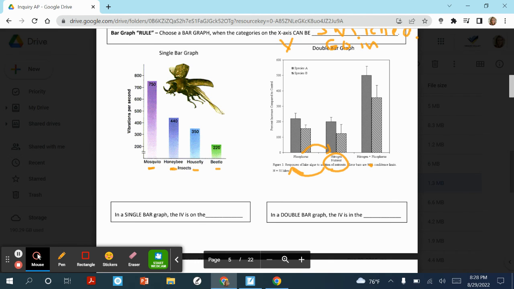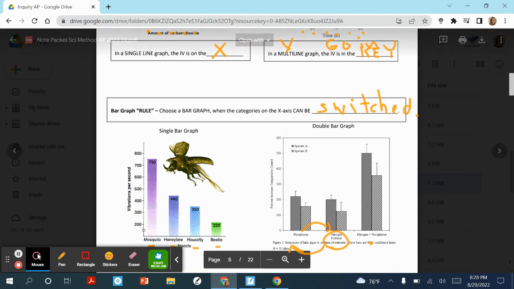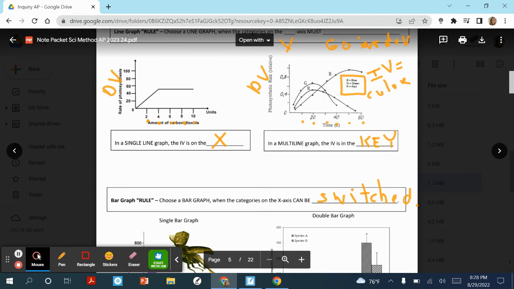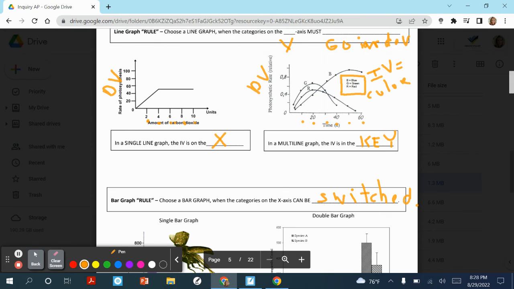Again, remember that in a single bar graph, the IV is always going to be on the X axis. In a double bar graph, also on the X. The only difference where we're going to have the IV that is not on the X is when you have a multi-line graph like you see here. You got to take a look at the key.